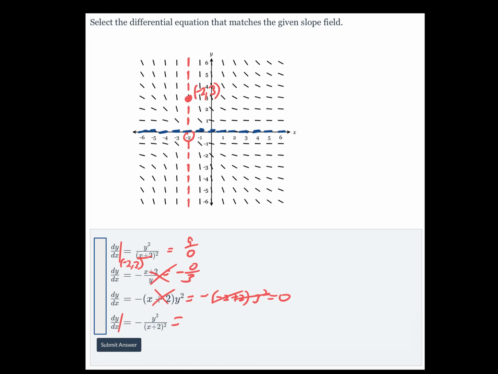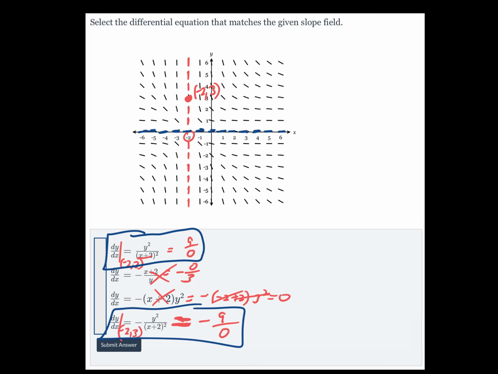We're going to evaluate this one at negative 2 comma 3. So there's a negative in front. The y squared is 9, and then that's going to be negative 2 plus 2. Ooh, that's undefined. All right, well, we've narrowed it down to 2 of them, right? It's either going to be this one or this one.